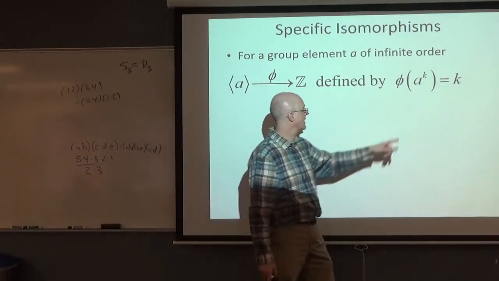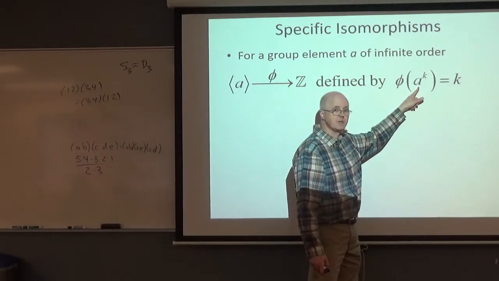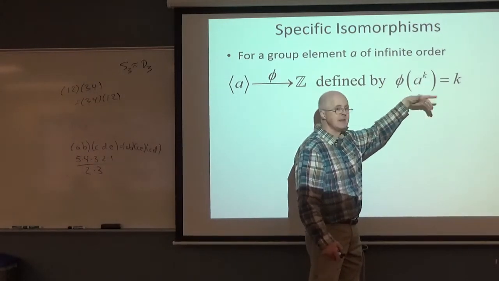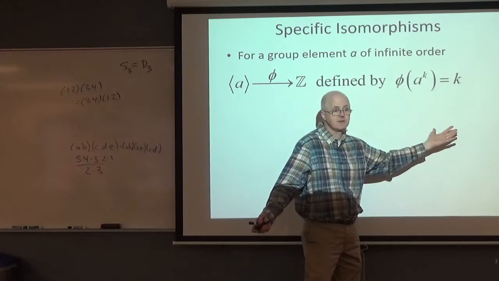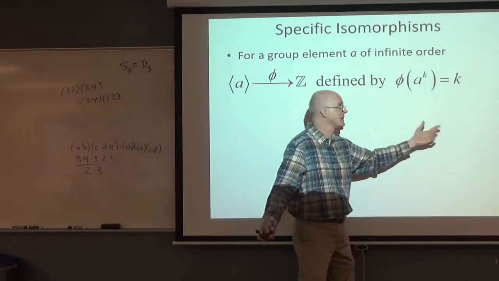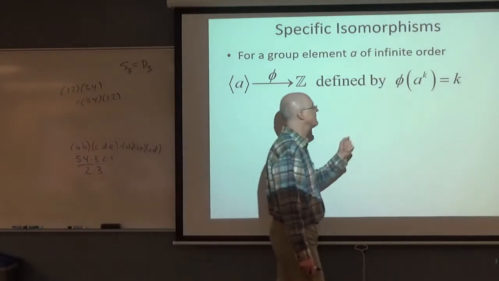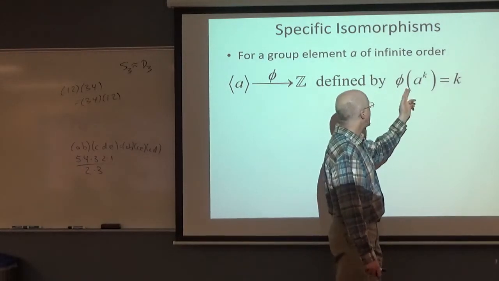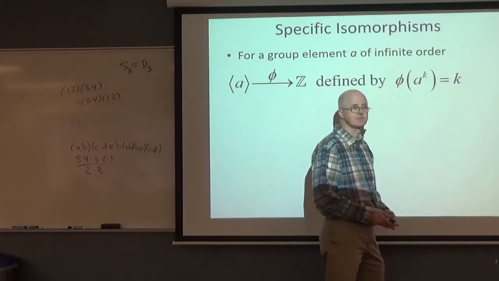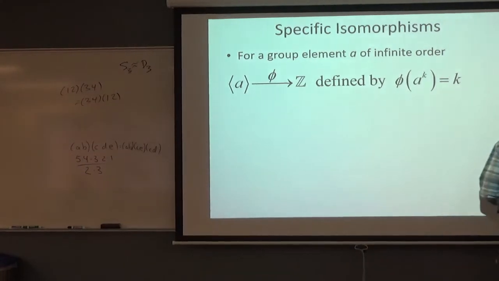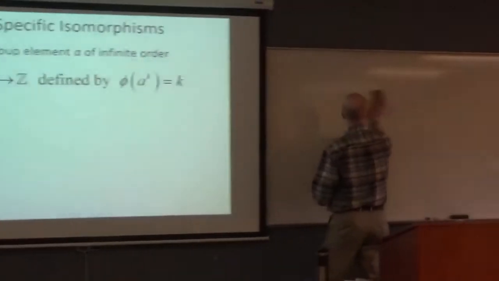Take your general element of the cyclic subgroup generated by A, A to the K, where K is an integer power, could be negative as well. If A has infinite order, it could be negative. You map A to the K to K. Why is this an isomorphism?